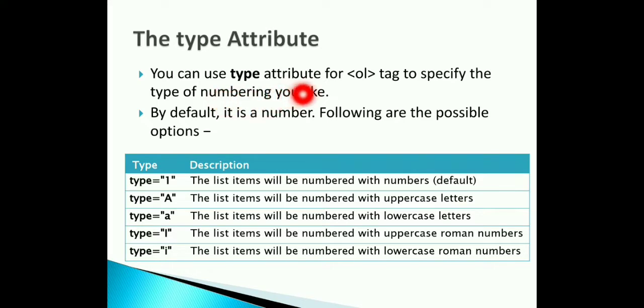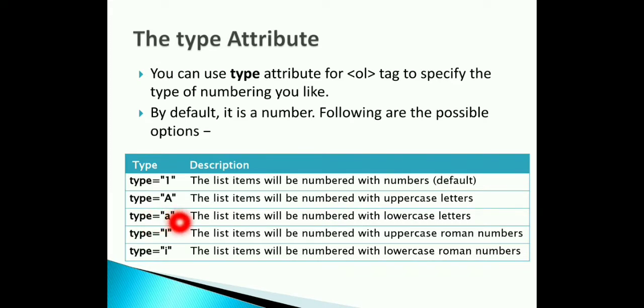You can use type attribute for OL tag to specify the type of numbering you like. By default, it is the number. Following are the possible options. First option is type equal to 1. The list items will be numbered with numbers, which is the default value, like 1, 2, 3, 4, 5. It will increment one by one.